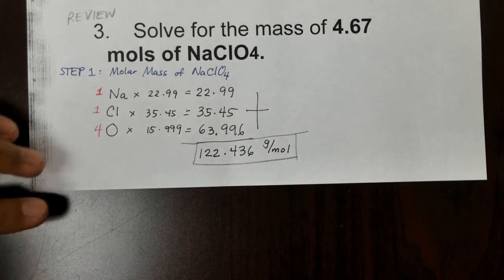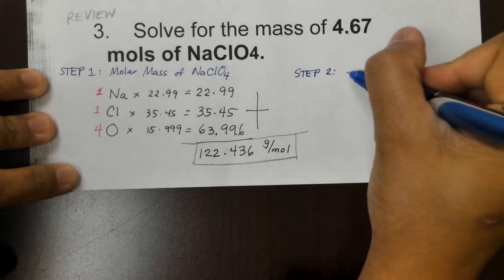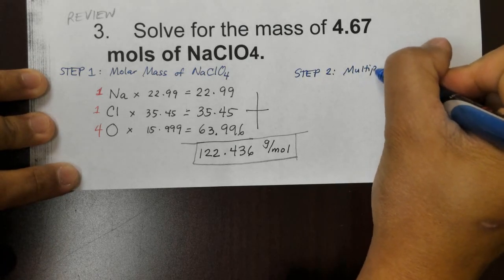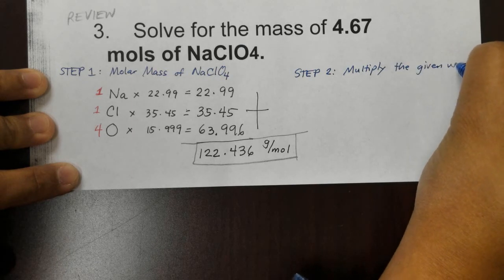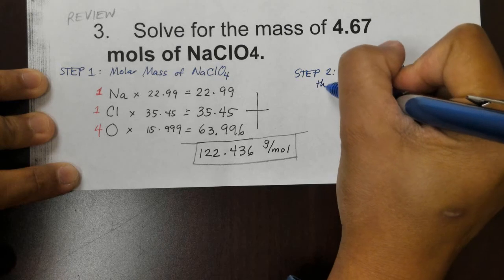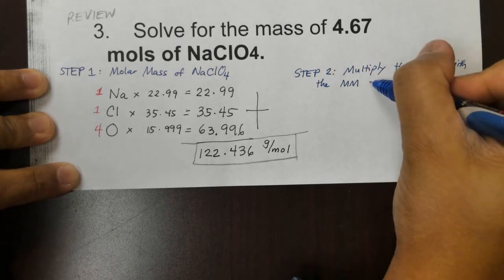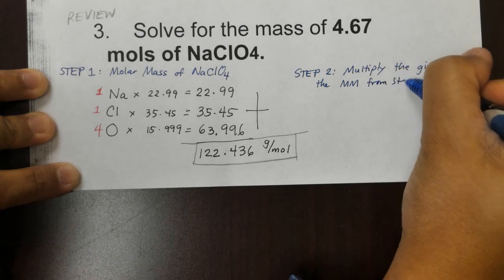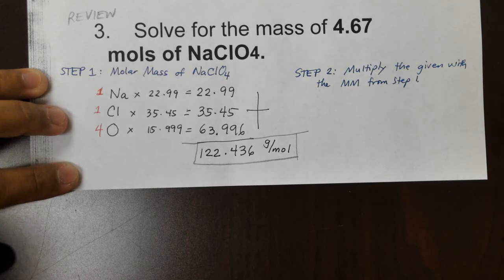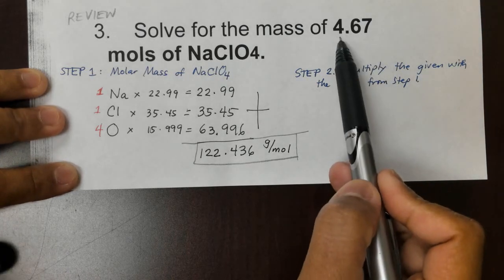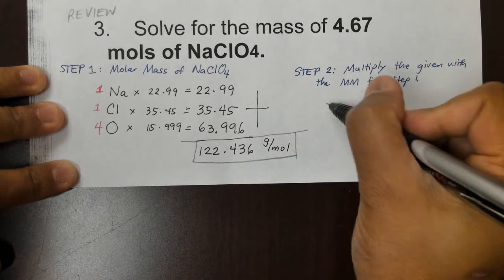Once we are good with step 1, we go to step 2, and step 2 is now we multiply the given with the molar mass. So I'm just going to abbreviate that as mm, molar mass from step 1. Okay, so now we're going to write down our given first all the time, and our given is in the problem itself, so 4.67 moles. So let's write that down.